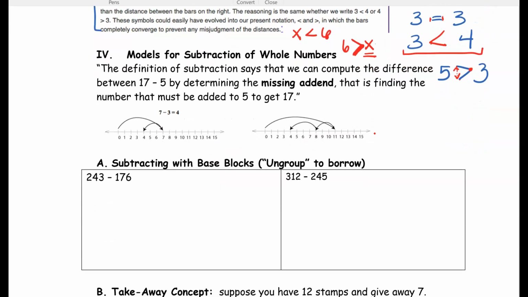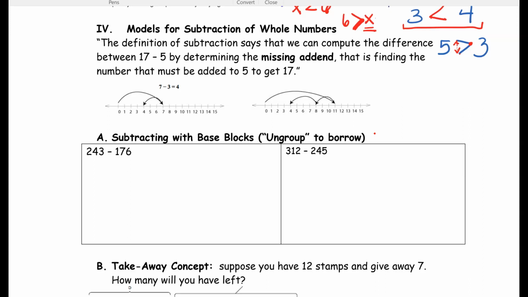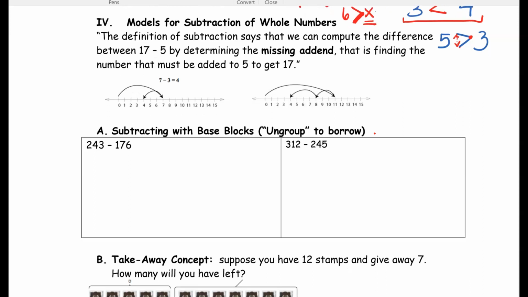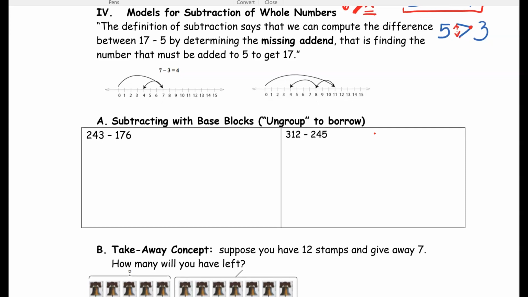Okay, so let's talk about subtraction. So we talked about number lines and base blocks with addition, so let's do the same with subtraction. So let's look at these number lines. So one way to illustrate subtraction, we can start at 0, and if we want to do 7 minus 3, we could start at 7, and we could hop backwards 3, so the hopping backwards is your subtraction, and you're landing on 4.